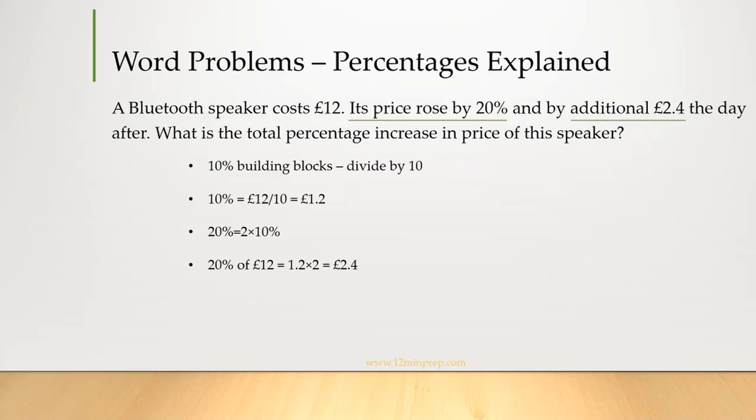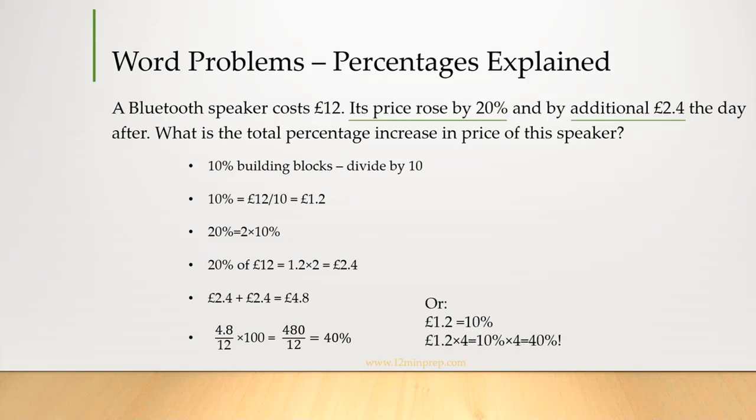Looking at the second phrase that should become an equation, we have additional 2.4, which is 4.8. This is the total amount of money that reflects the increase. Now we need to find how much 4.8 is out of 12. One way is to write a fraction, which is 4.8 over 12, and multiply it by 100. That would give us 480 divided by 12, which is 40.